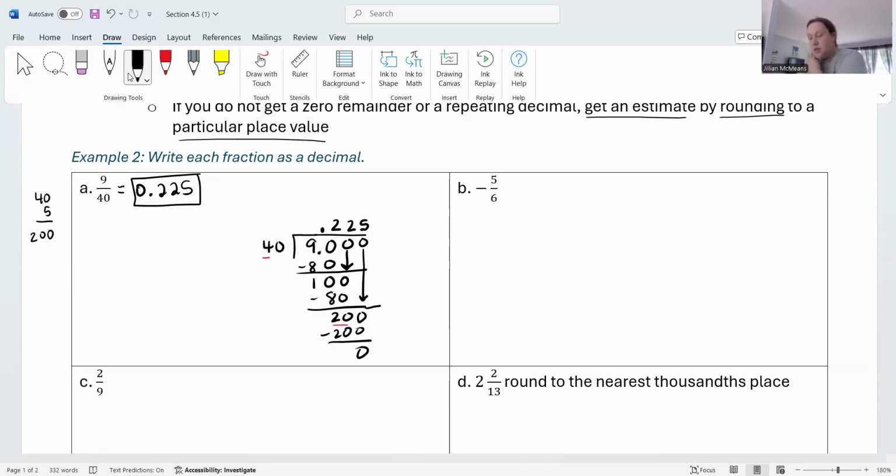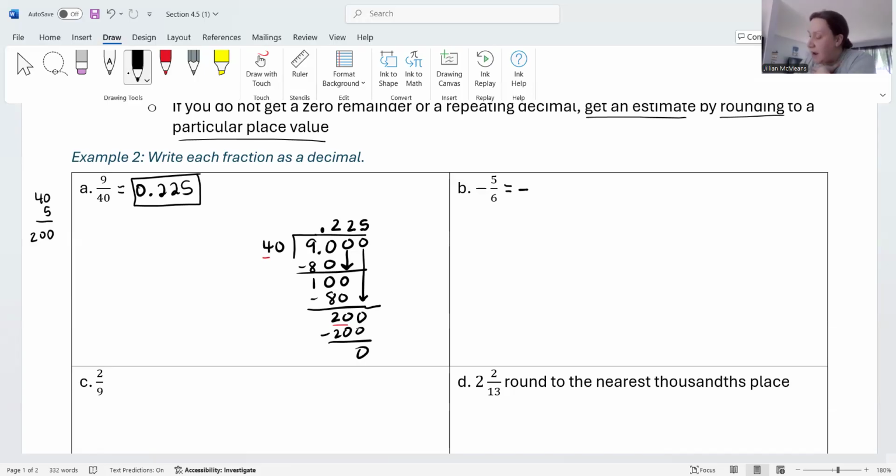So it's, I think, fairly straightforward. It takes a little bit of work. You've got to do long division, which students don't tend to love, but let's start to appreciate it. Now for part B, we have -5/6. I want you to understand that if your fraction is negative, your decimal equivalent is also negative. So I'm going to put equals and then throw in a negative right off the bat so I don't forget it.